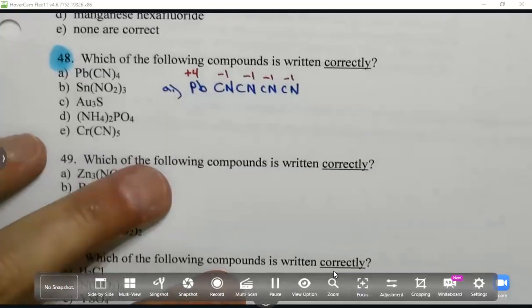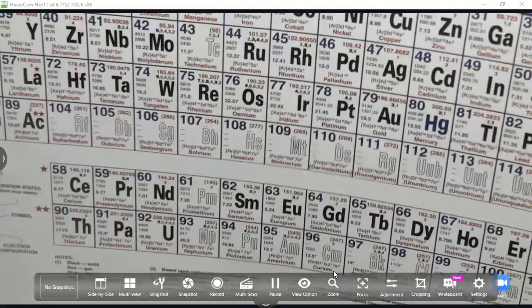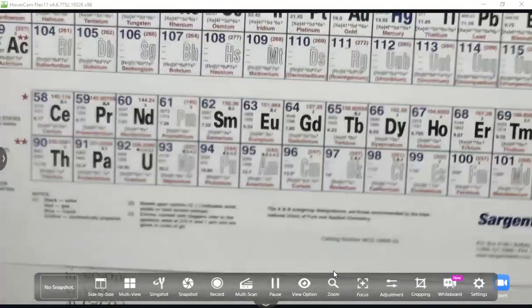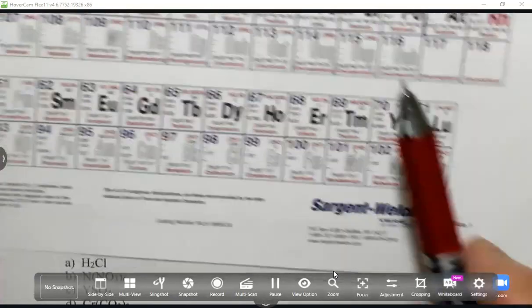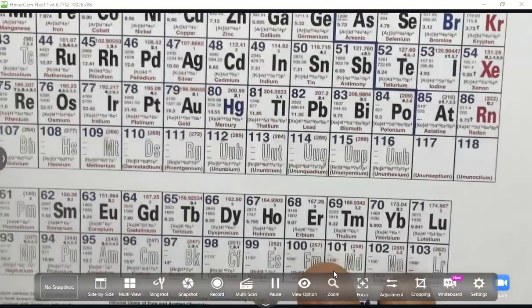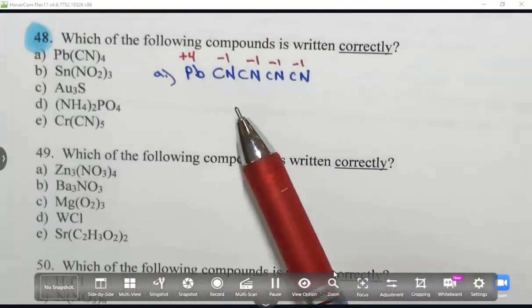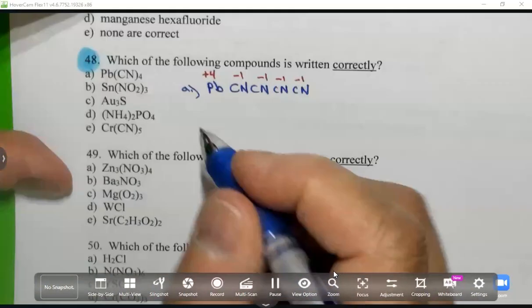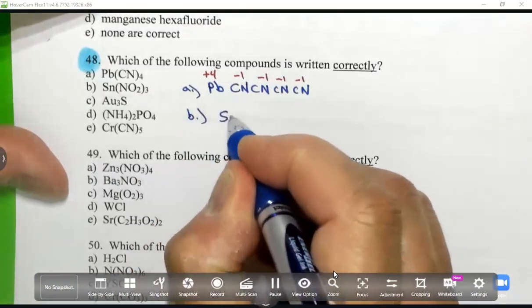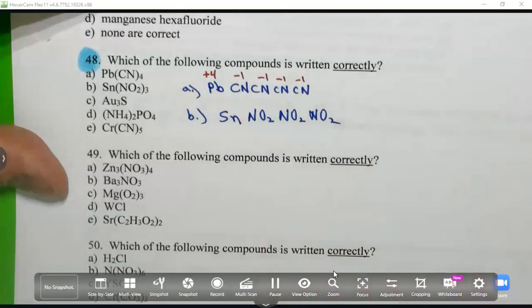Do we have a lead-4? Is lead-4 valid? Do we have a pink sheet of lead-4? And do I have lead here as lead-4? If I zoom in on this, lead can be a 2 or a 4. So I'm liking this one already. So this looks good. B is probably garbage because you have Sn and you have NO2, NO2, NO2.